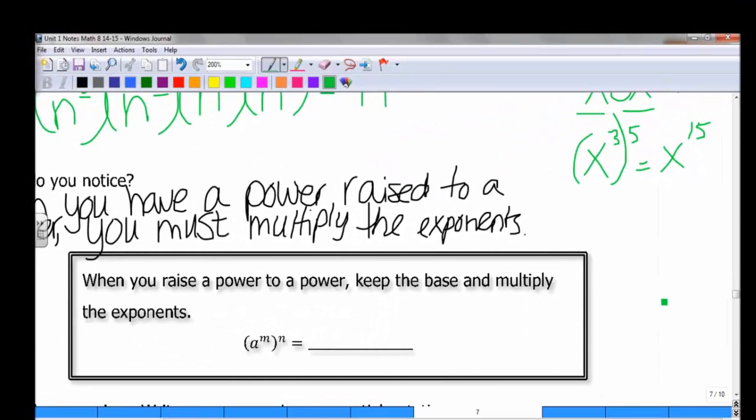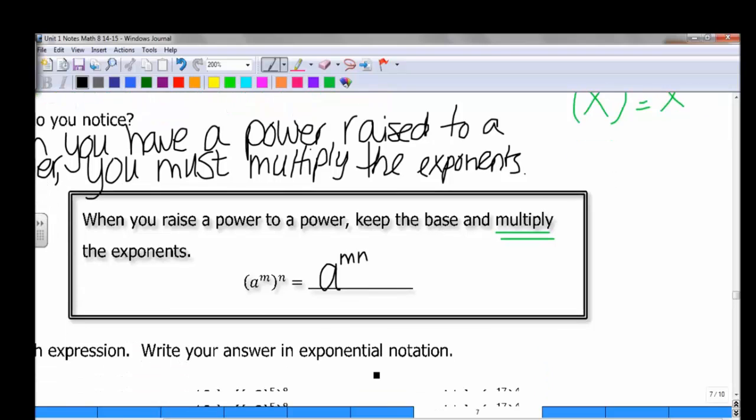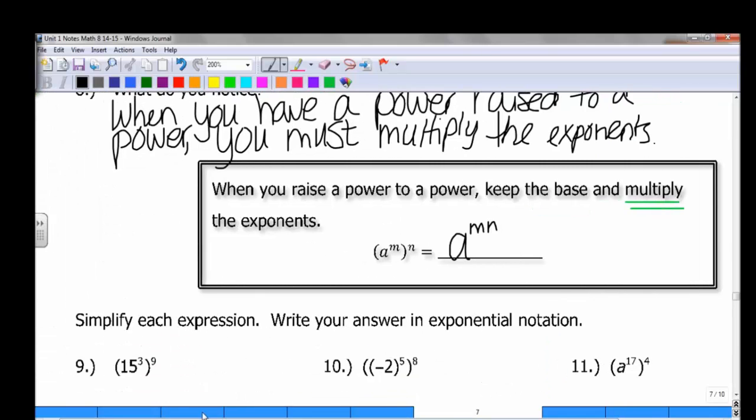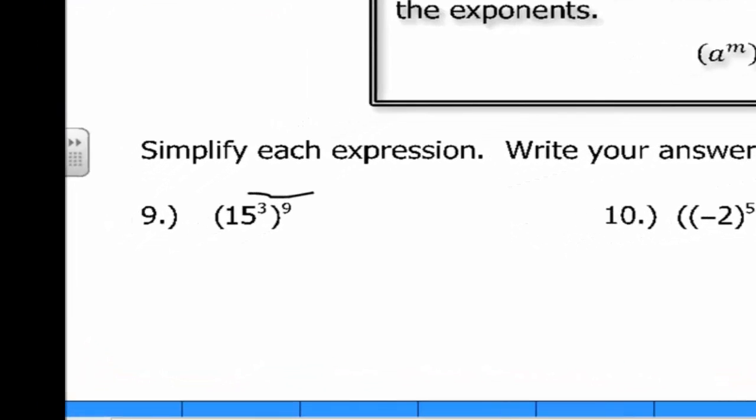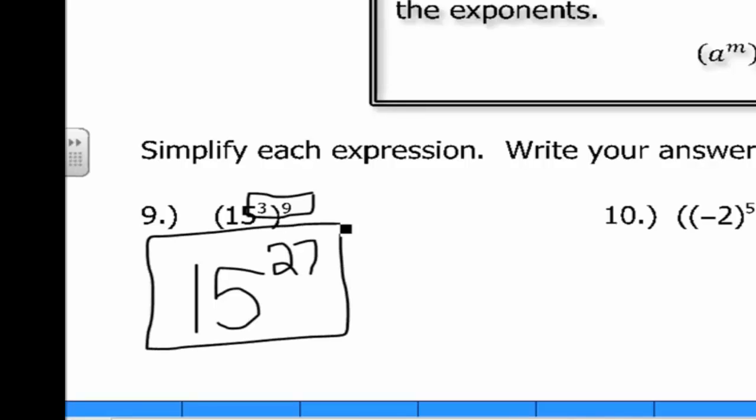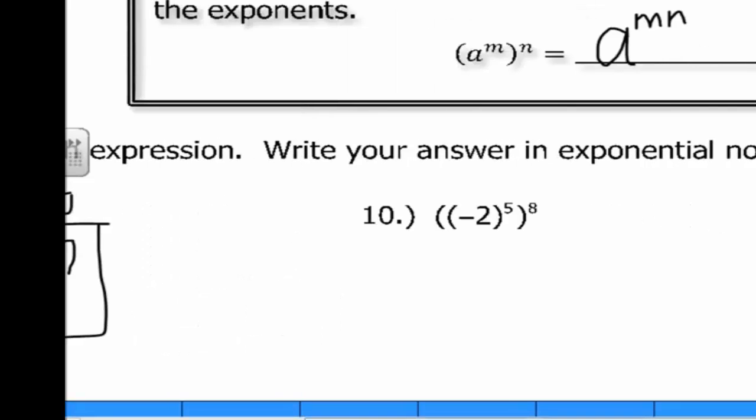Okay, so let's fill this out. When you raise a power to a power, keep the base and multiply the exponents. So basically, if I have a to the mth power all raised to the nth power, that means it's just going to be a to the mn power. All right, so let's look at the directions right here. Simplify each expression, write your answer in exponential form. So number 1, I've got 15 raised to the 3rd power all raised to the 9th power. So you should end up getting 15 to the 27th power because 3 times 9 is 27. Please try questions 10 and 11 and then come back to me to see how you did.